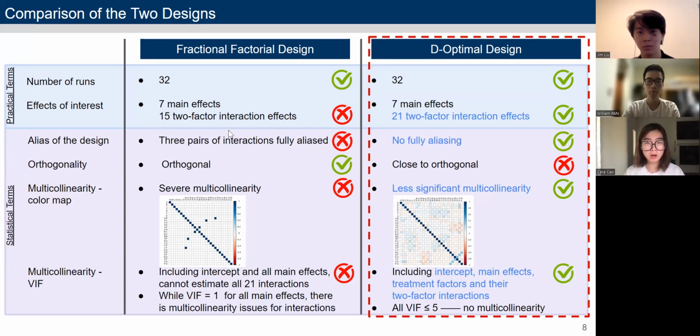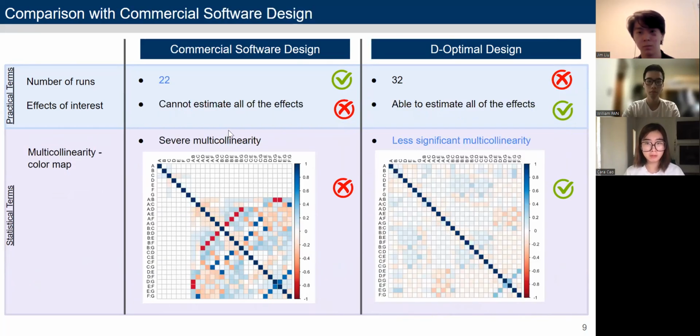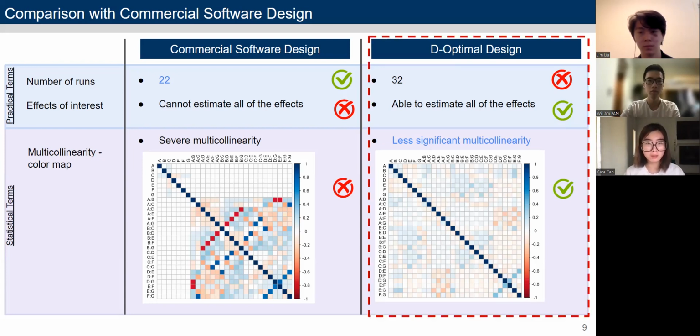Furthermore, we compare our optimal design with a design generated by a commercial software. Although the commercial software design has fewer number of runs that indicate less expensive experiments, our optimal design is still better because it is able to estimate all of the effects and has less significant multicollinearity. Moving on to the data analysis part.